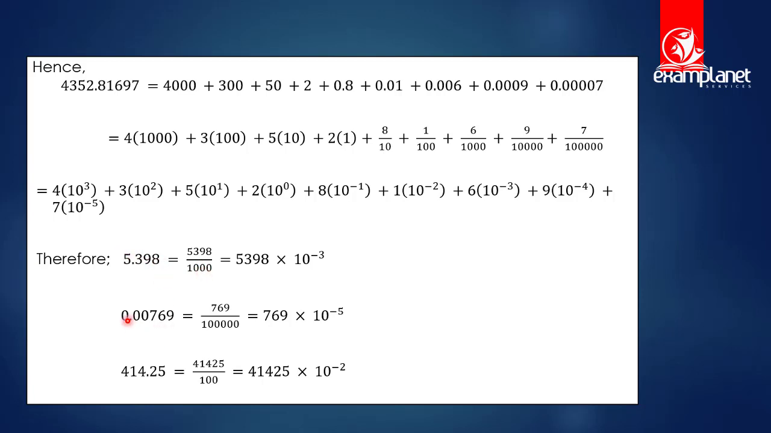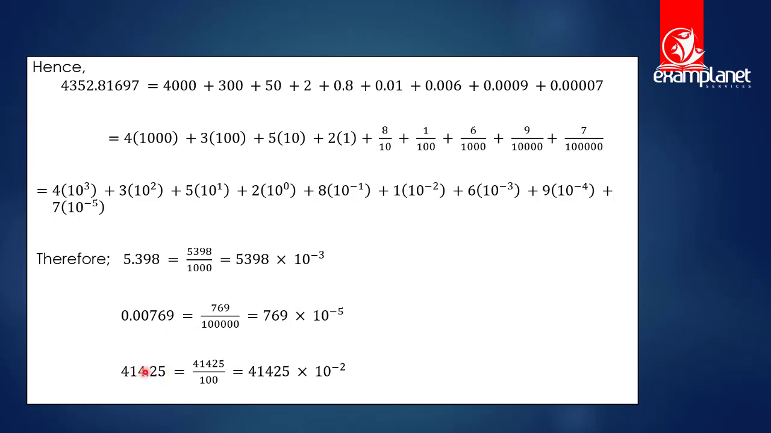Okay, so another example is 0.00769. So here I have 769 as my numerator. Okay, then after the point, how many zeros? 1, 2, 3, 4, 5. So that means over 1 with 5 zeros. And that's 769 times 10 to the power minus 5, because I have 5 zeros. So minus 5. So I've written it in power of 10.